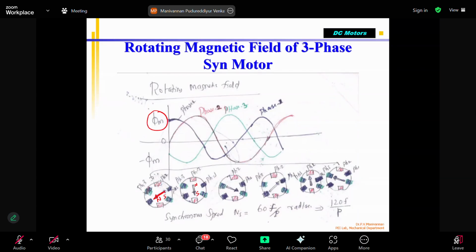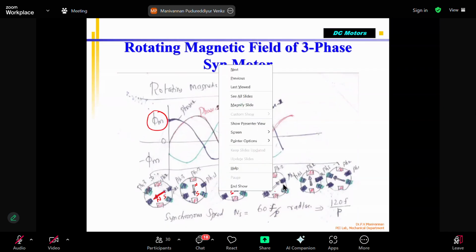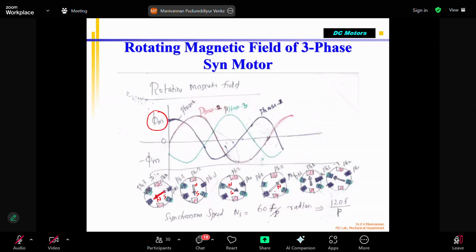This is north, this is south. This is north, this is south. Correct? You have only one rotor. It is a DC magnet, or it can be a permanent magnet, that I am supplying. So this is north, this is south, north, south, north, south. How it works, I am showing here.